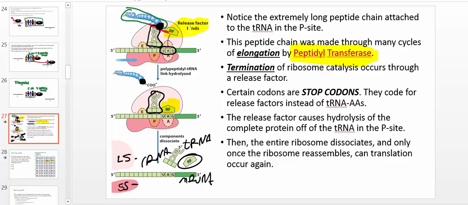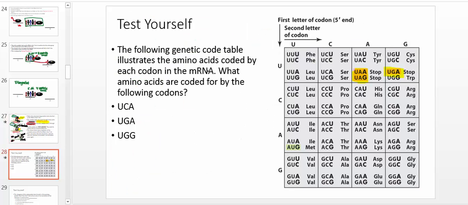This process, by the way, where a release factor comes in because of a stop codon and everything dissociates, is called termination. So termination is the process by which a release factor catalyzes the hydrolysis off of this entire protein chain right here. And you basically end up generating a carboxyl group at the end, and this is called the C-terminus of the protein. That's not really important, but from a biochemical perspective it is. Okay, so the entire ribosome dissociates, and only once the ribosome reassembles can translation occur again. So hopefully that makes a little bit of sense.